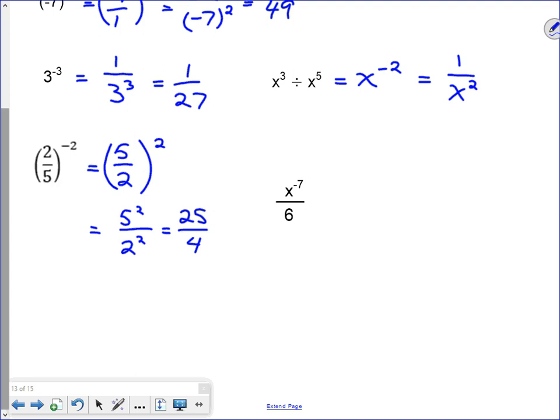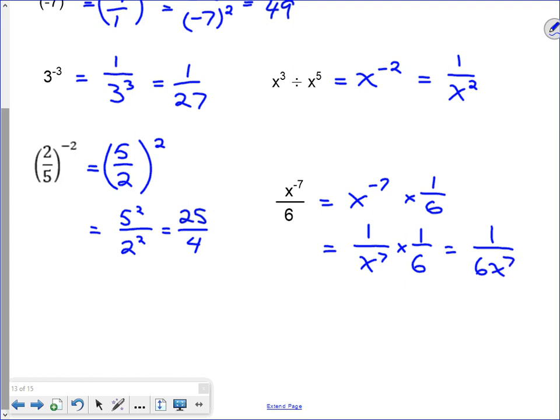This last one's a little bit tricky because we've got the exponent is just up in the numerator there. I would take something like this, and instead of thinking of it as x to the negative 7 divided by 6, I would think of it as x to the negative 7 times 1 over 6. Okay? We know what to do with the x to the negative 7. We know that's going to be 1 over x to the 7, times 1 over 6. And then we can just multiply these two fractions. Multiply the numerators to get 1, multiply the denominators, 6x to the 7. So that's negative exponents.